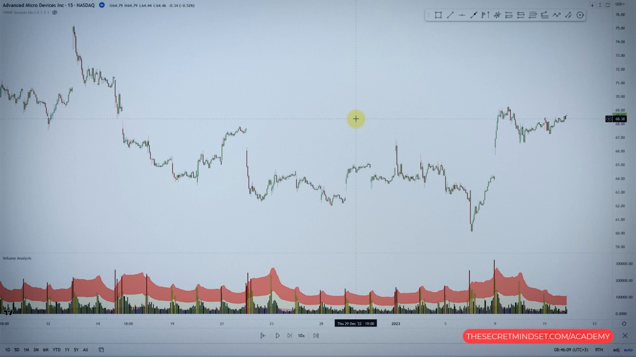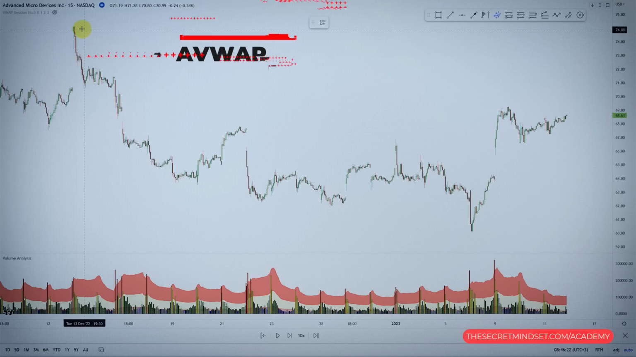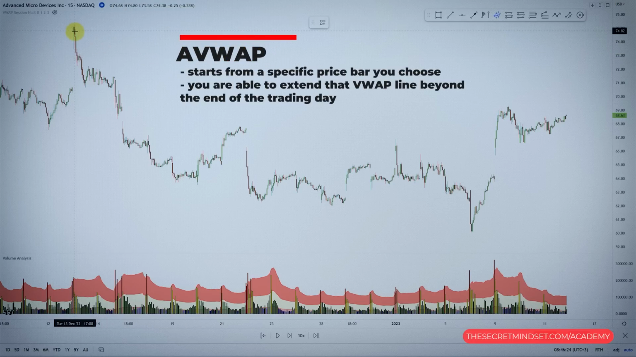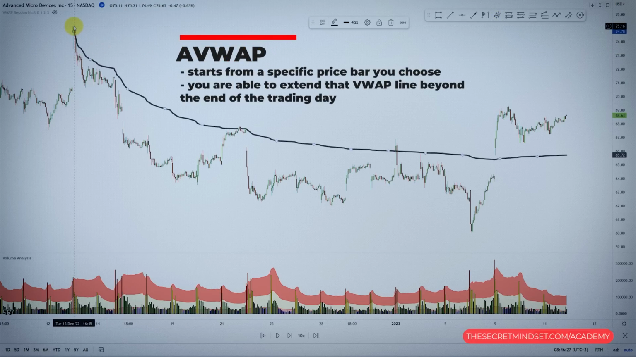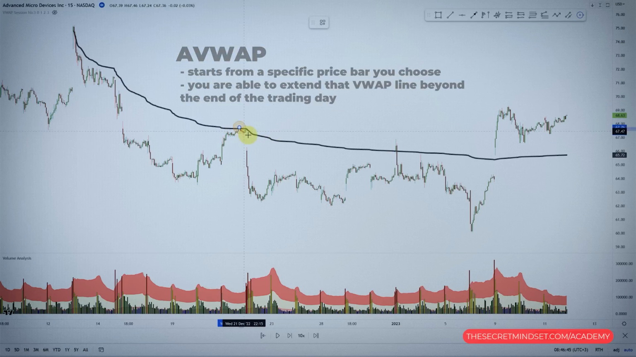Anchored VWAP is another variation which has an edge over the default version. I'm using TradingView, and you can find the anchored VWAP in Trendline Tools. The anchored VWAP ties its calculations to a specific price bar you choose. Default VWAP always starts with the first bar of the day and ends with the final bar of the day, but in some situations, you would prefer to analyze the VWAP line based on another starting point and be able to extend that VWAP line beyond the end of the trading day.